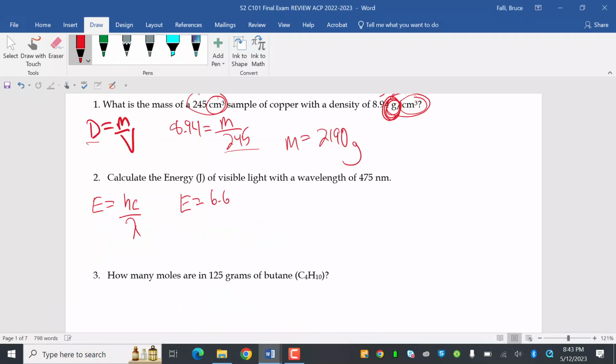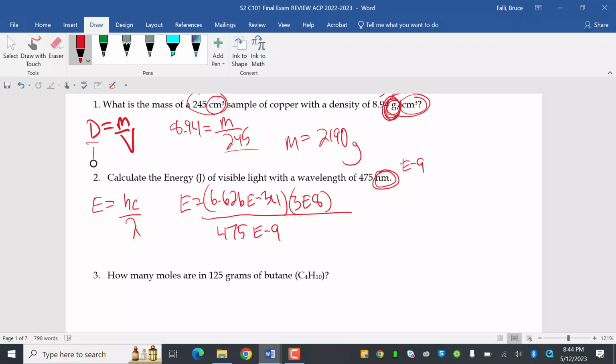So 6.626 E negative 34 times 3E8. And I just want to point out, if you look at the units, nanometers are a trap unit. The prefix nano means E to the negative 9. So that means this is going to be over the wavelength, which is 475 E to the negative 9.